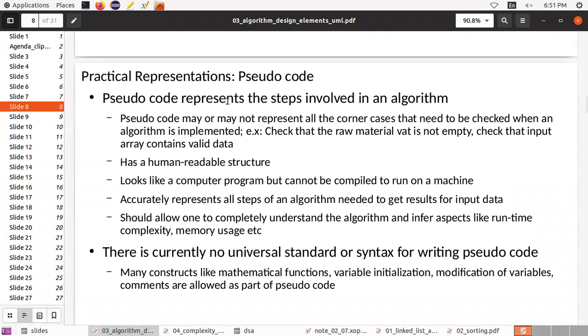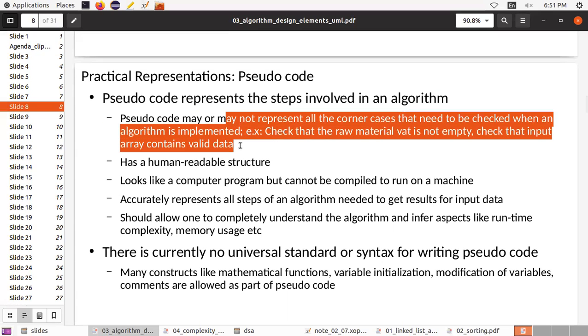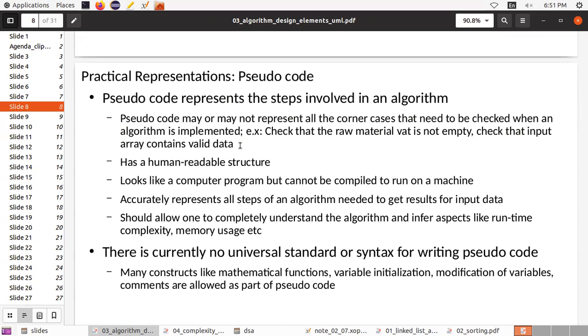See, there are certain characteristics of pseudocode. Pseudocode represents the steps involved in an algorithm. It may or may not represent all the corner cases that need to be checked. So for example, in an industrial processing system, it may not have a step which says check that the raw material is not empty. You will make an assumption that the raw material is available to you. So it's possible that the pseudocode or process algorithm that you write may not check for corner cases. So you will check that the input data contains valid data, check that the input array contains valid data.